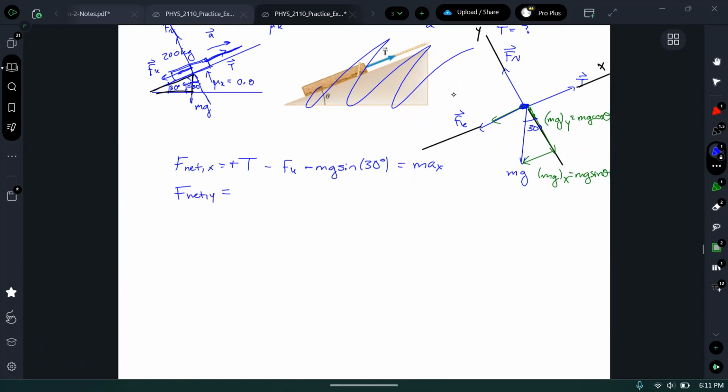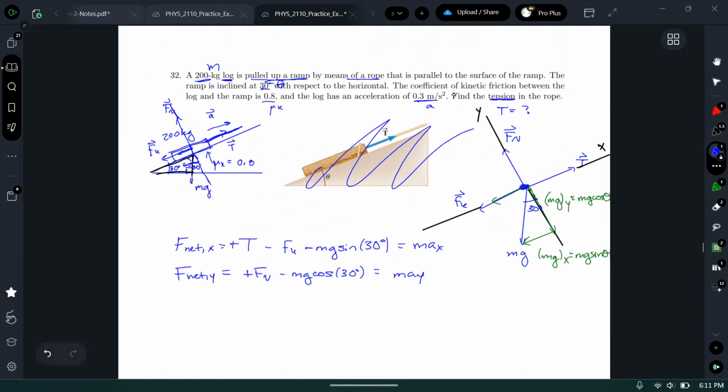Do the same thing in the y direction. I have the normal force acting in the positive y. I have mg cosine theta acting downward, in the negative y direction. That all equals mass times y acceleration.